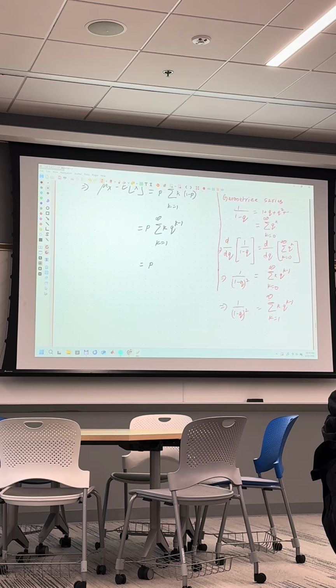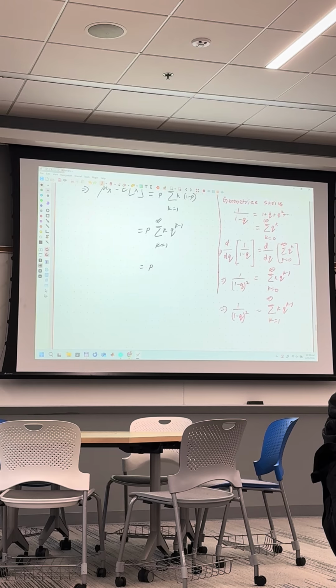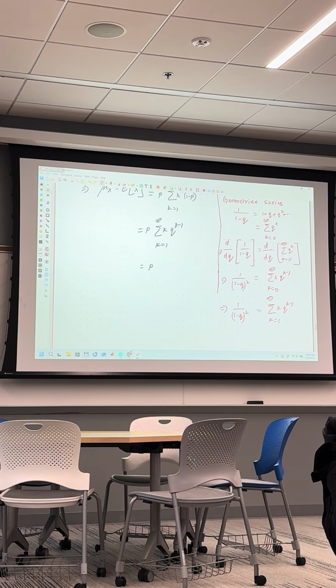Now this infinite summation boils down to a finite number, which is 1 over (1 minus q) squared. Okay? So this infinite summation converges to a finite number with certain values of q. So I can simply write p times 1 over (1 minus q) squared, which is p times 1 over p squared. So p squared cancels, so it is 1 over p.